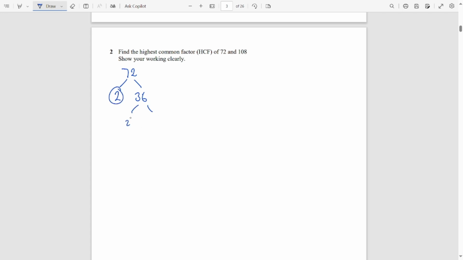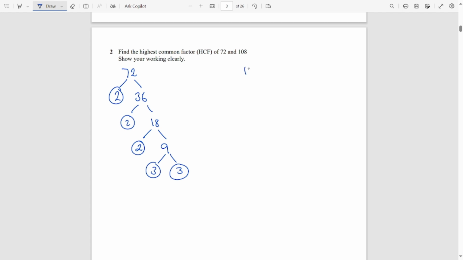So 36 is 2 times 18. 18 is 2 times 9. Now, 9 is still not prime. We can divide 9, not by 2, but that is 3 times 3. Both of those are primes, so then we stop.